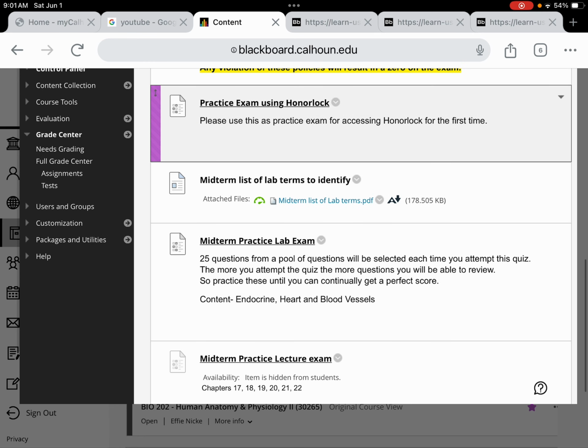So there's a practice exam using HonorLock. So you can figure out how HonorLock works. It'll log you into HonorLock. I don't know if they make you show your ID anymore. They make you show part of your ID or something, you have to verify who you are in some way, shape, or form. And then it's going to record you and record your screen as you're taking the test.